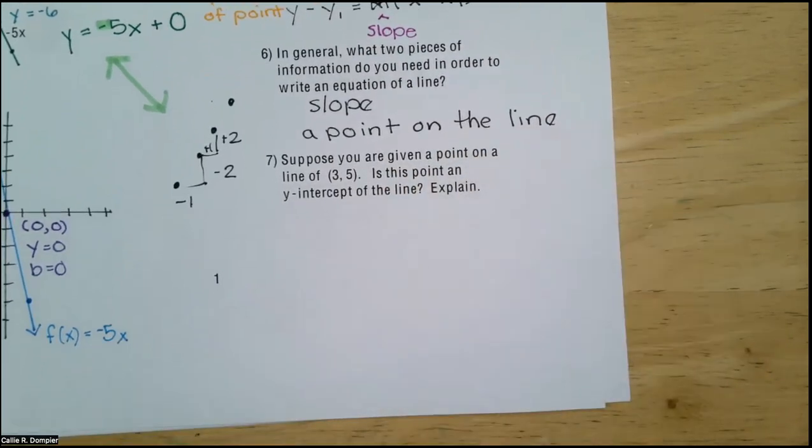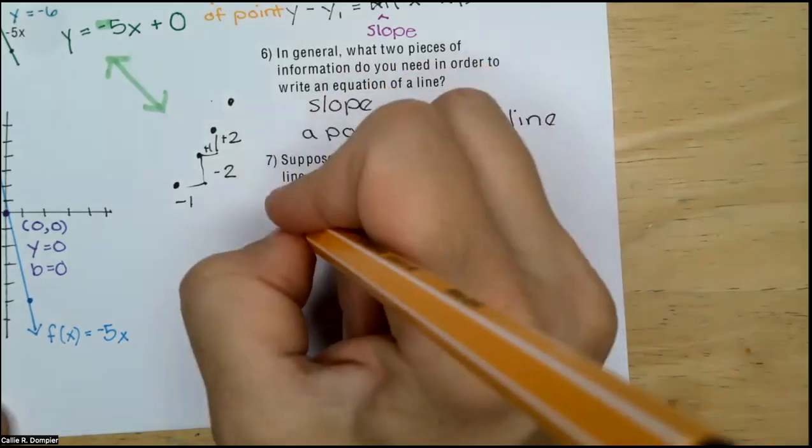Number 7 says, suppose you are given a point on a line of 3, 5.